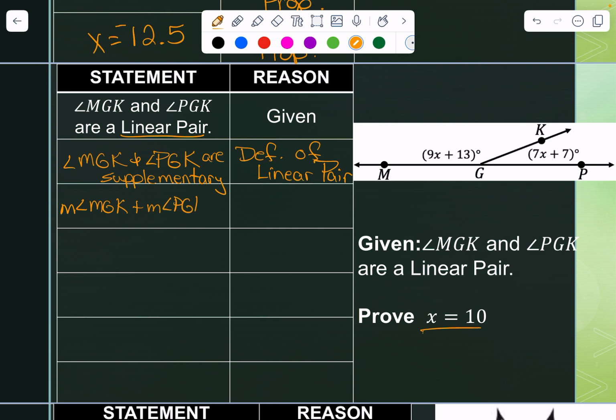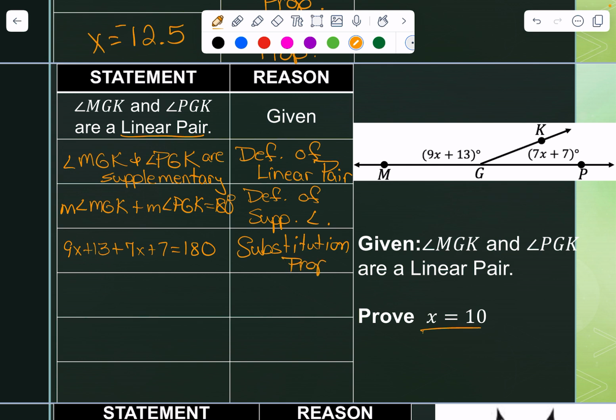Now that I know that they are supplementary, then I know the measure of MGK plus the measure of angle PGK equals 180 degrees. And that is definition of supplementary angles. Then we can substitute now. MGK is 9x plus 13 plus PGK is 7x plus 7. And that equals 180. And that is by our substitution property.